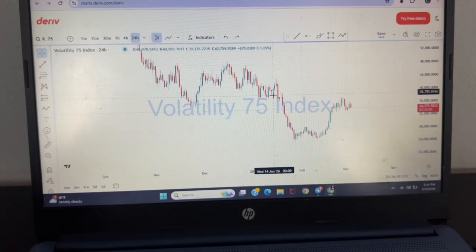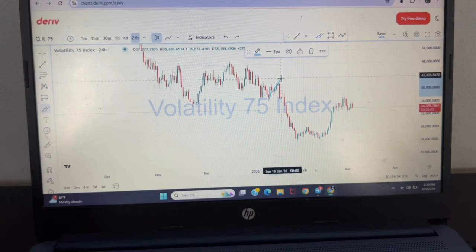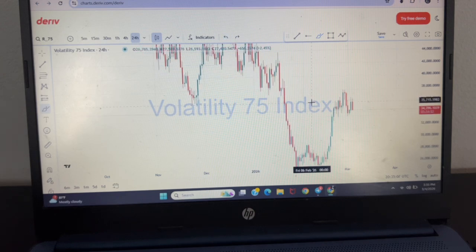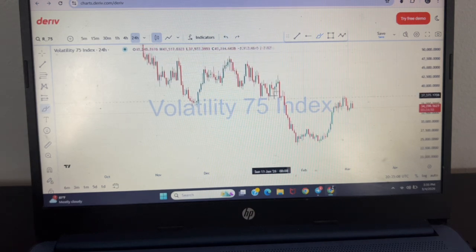So as I know, this market is making higher highs and higher lows. Price comes right here and it forms a lower low. Sorry about that. All right, as I know, price is making lower highs and lower lows.